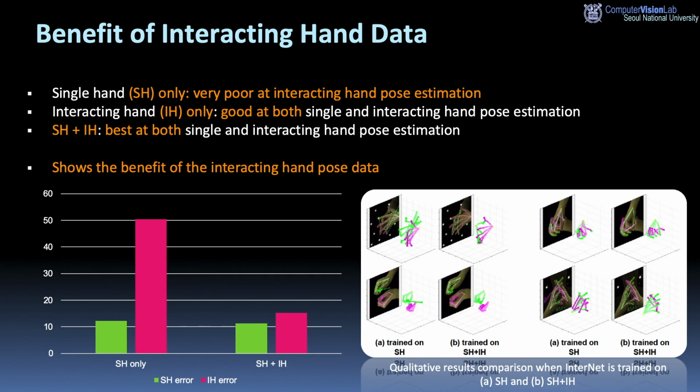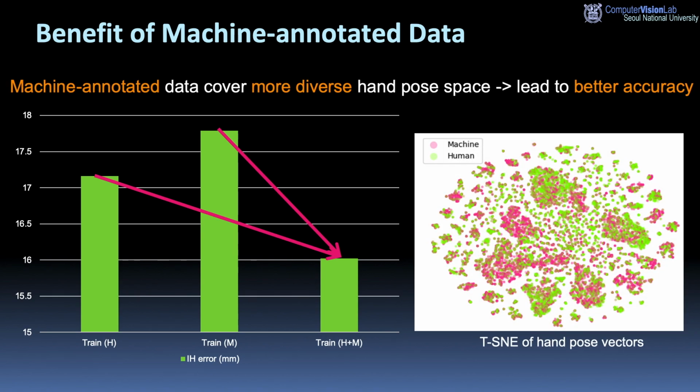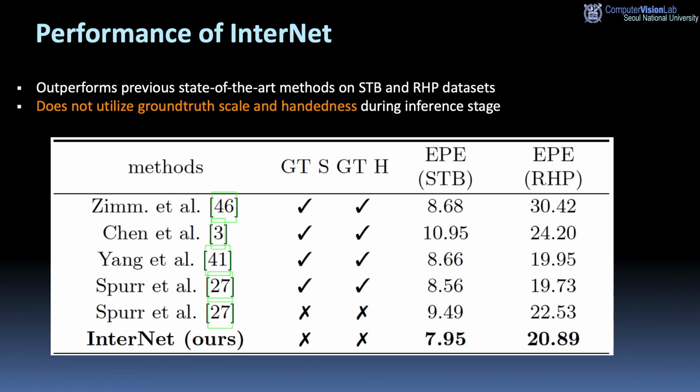We observe that incorporating interacting hand data significantly reduces the interacting hand errors. Adding automatically obtained machine annotated data to manually obtained human annotated data decreases the error. This is because machine annotated data covers a more diverse hand pose space. Our InterNet outperformed the previous state-of-the-art method on the STB and RHP datasets without utilizing scale and handedness during the inference stage.